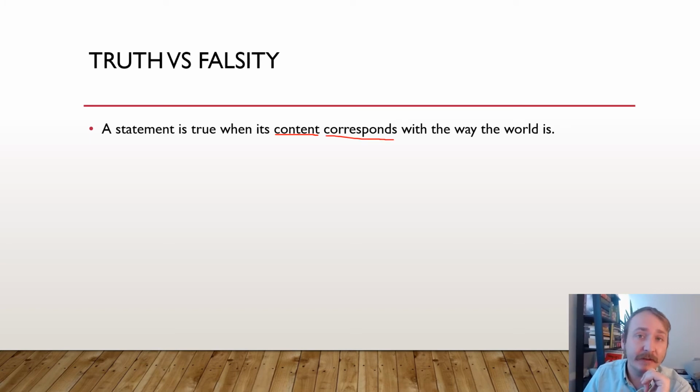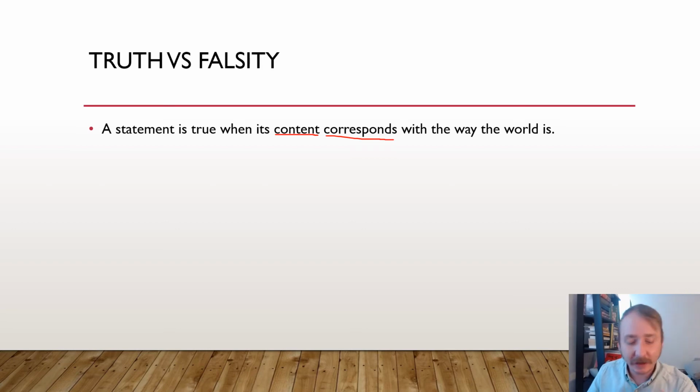So for example, if I look at a chair and I say, that's a chair, my statement is true. If I look at a chair and I think, that's an elephant, then my statement, or my thought in that case, is false. So the content, what the meaning of the statement is, needs to match up with the way the world is.